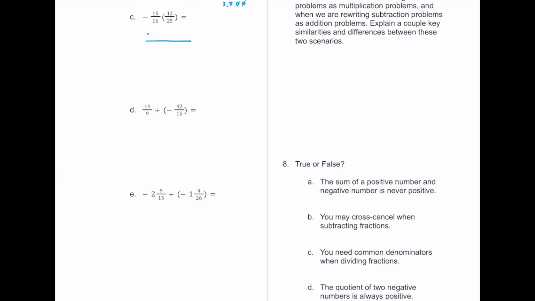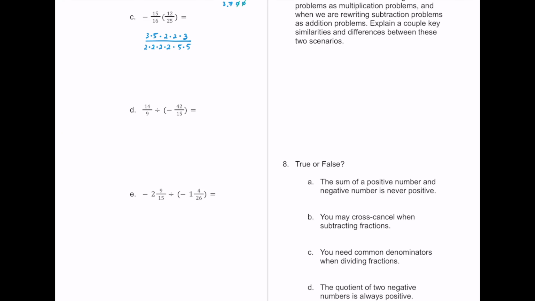So for 15, we can say that's 3 times 5. And then for 12, its prime factorization is 2 times 2 times 3. 16 in the denominator breaks into 2 times 2 times 2 times 2. And 25 breaks into 5 times 5. Again, if you need to pause and maybe write out the prime factorization trees, go ahead and do so.